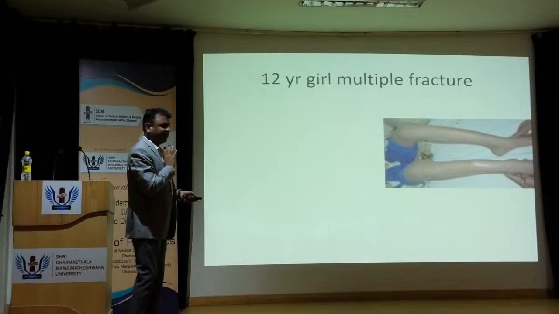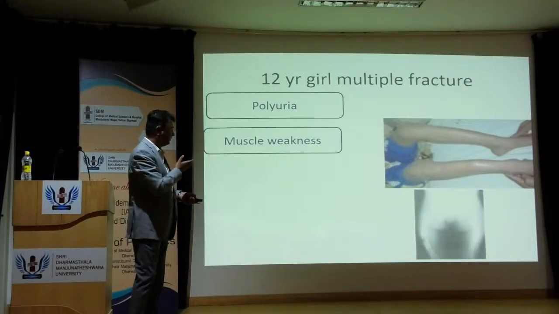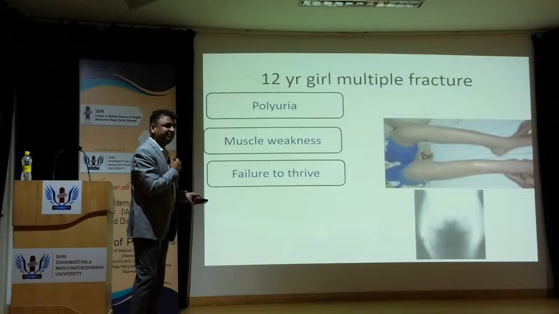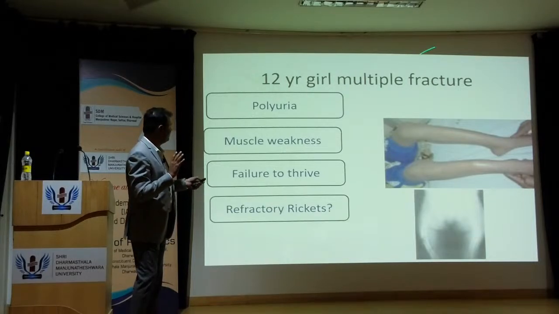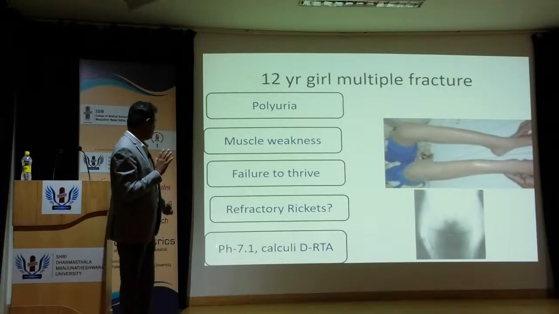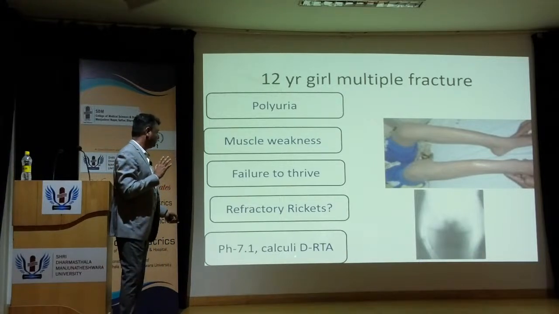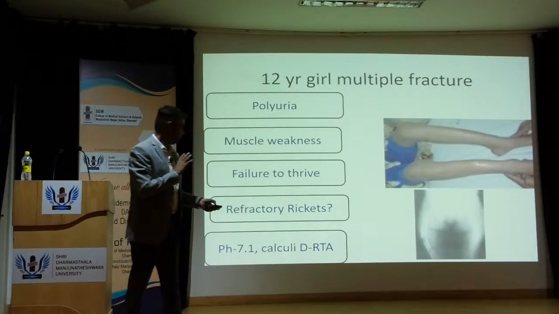A 12-year-old child had multiple fractures, polyuria, muscle weakness. You can see the fracture there. This child is failing to thrive. Is it refractory rickets? The pointer here is multiple fractures, pathological fractures. Yes. So this child had acidosis and there is a renal calculi. This is a case of renal tubular acidosis.